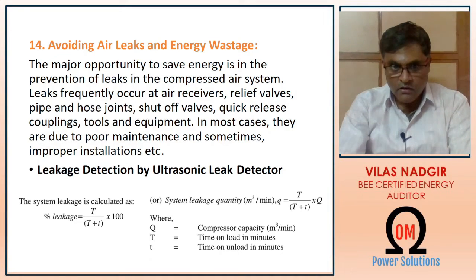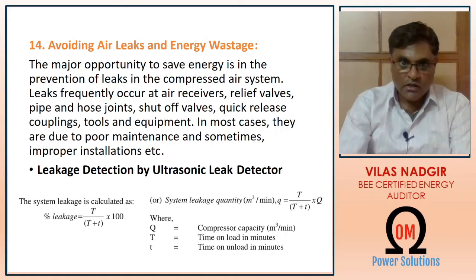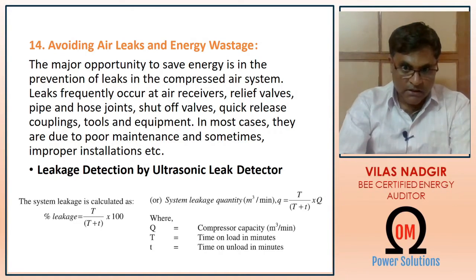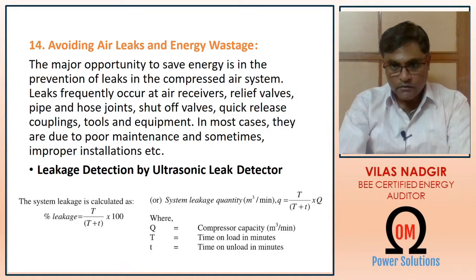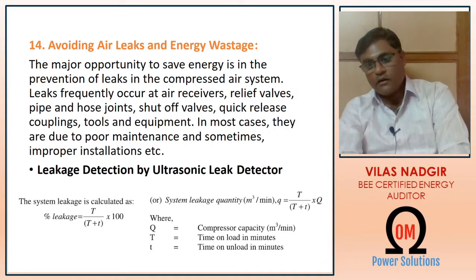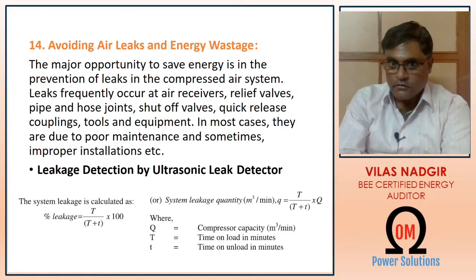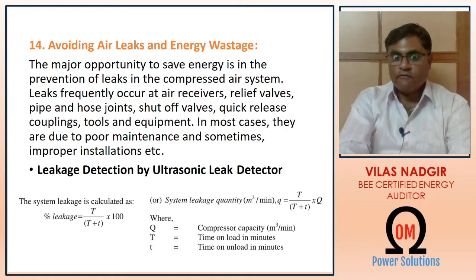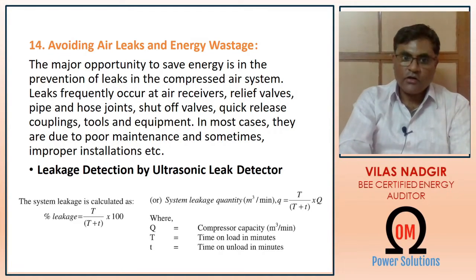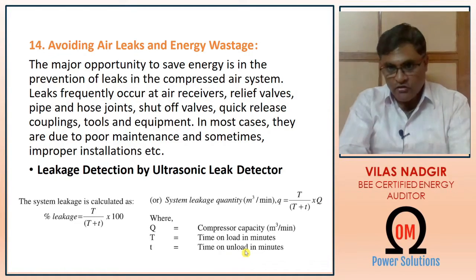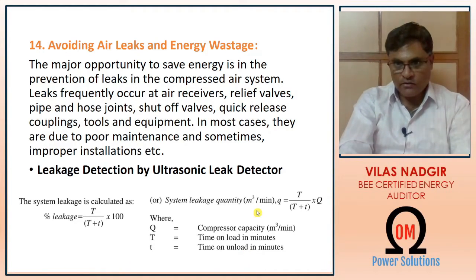Just start the compressor after switching off all the equipment which is run by the compressed air system. Then note down the load and unload times, and by putting the values in this formula you can find the percentage of leakage. Once you find the percentage of leakage, you can also find the leakage quantity in cubic meters per minute.